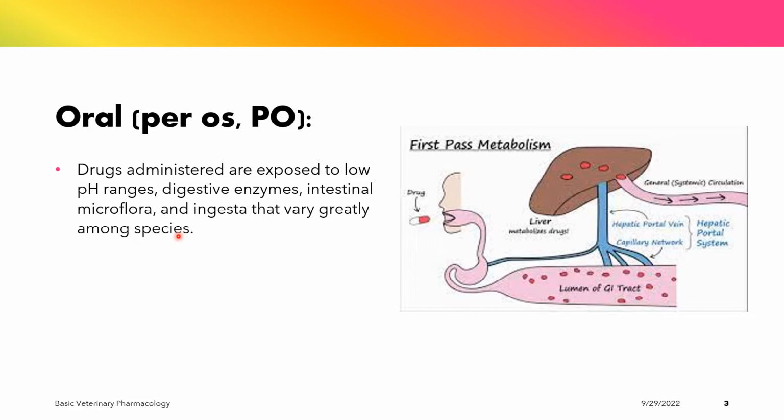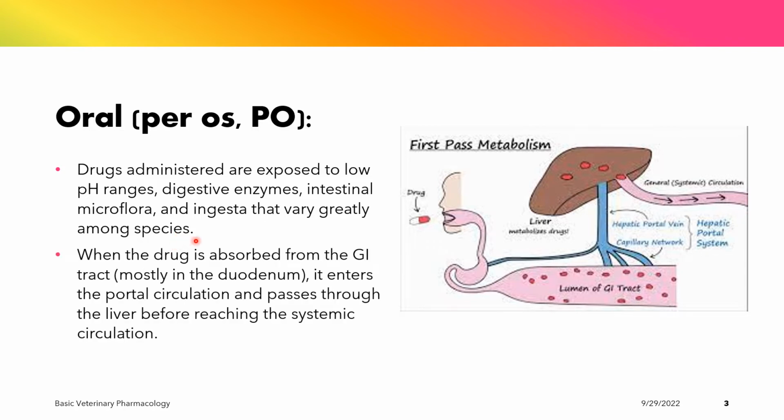Of course, these can vary according to the species of the animal, whether the animal is a monogastric or a ruminant. Every animal has a different physiology in terms of its digestive system and digestive microflora. That is why it is very important to protect the active ingredient within the drug so that it can be absorbed in the body and induce the effect that is indicated for that particular drug.